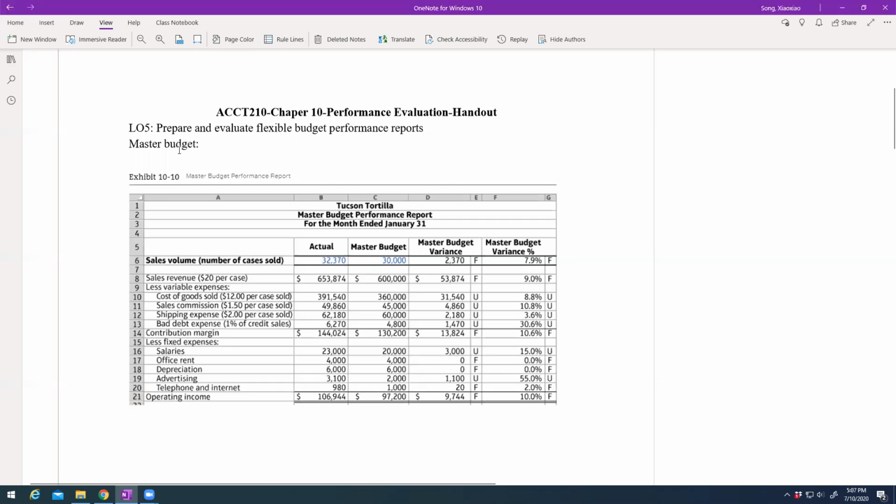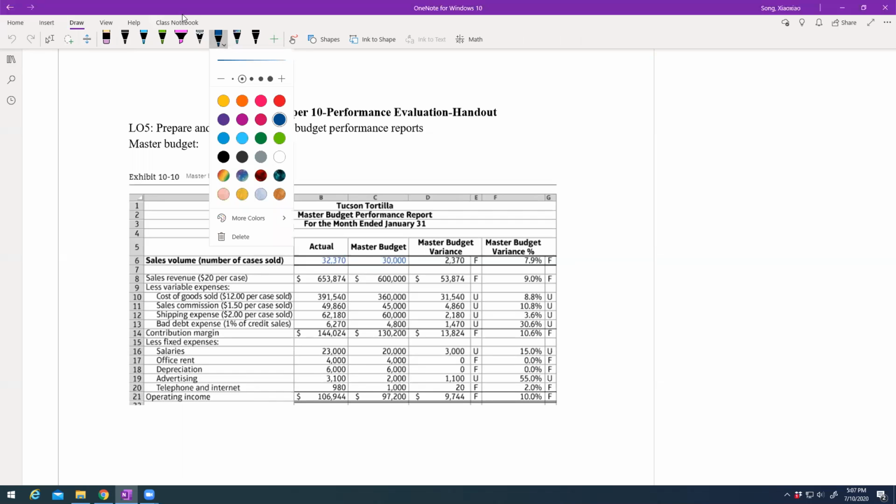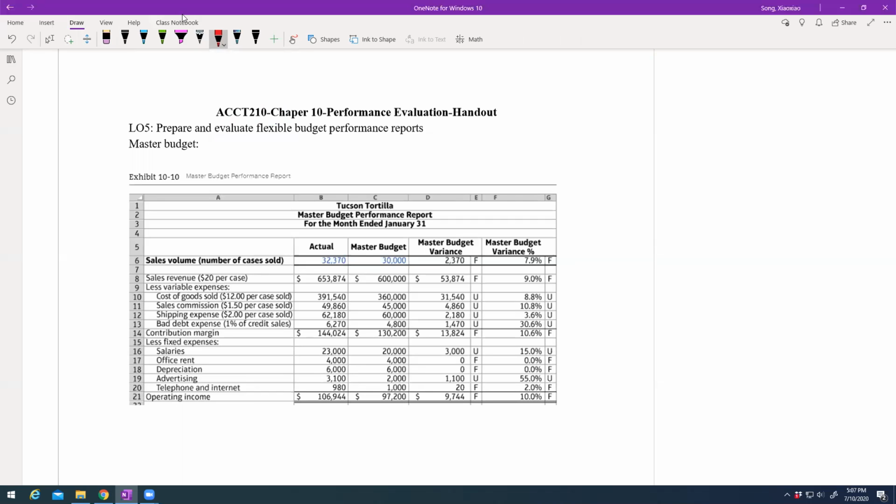Remember in chapter 9, you have to have the master budget. You prepare everything for the operation and also for your financial part, right? So we generate our budgeted operating income and budgeted balance sheet. Remember that. We learned that in chapter 9. So that's why we said chapter 9, chapter 10, and chapter 11 are connected. We look at the budgeted operating income.